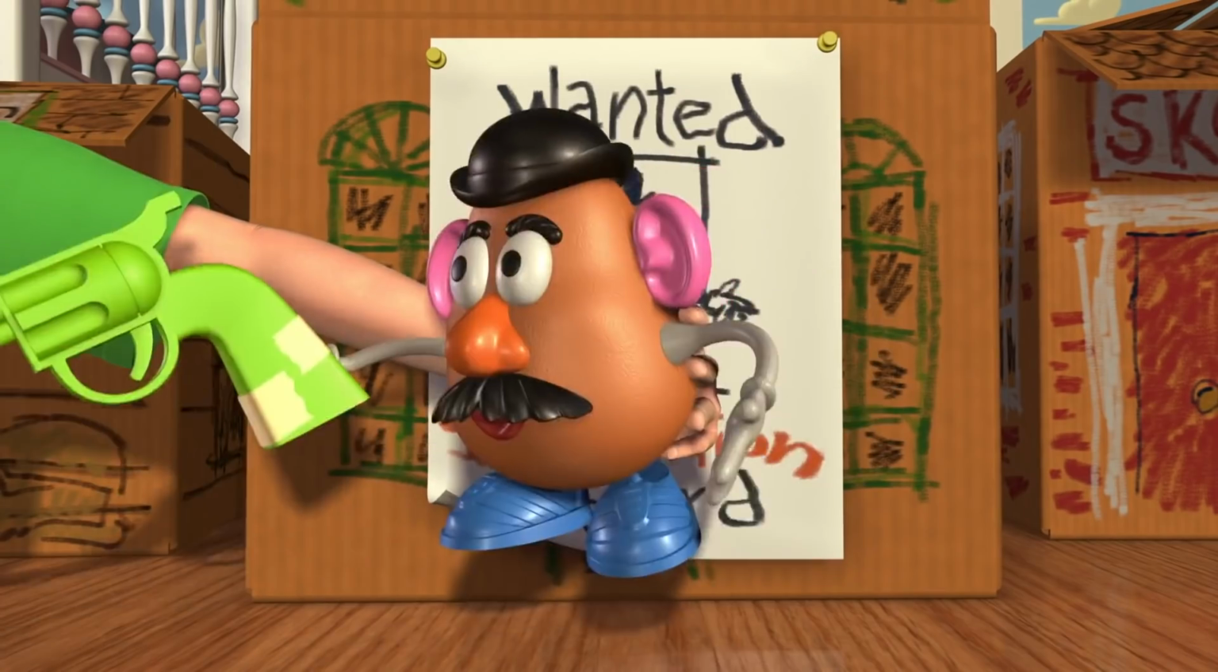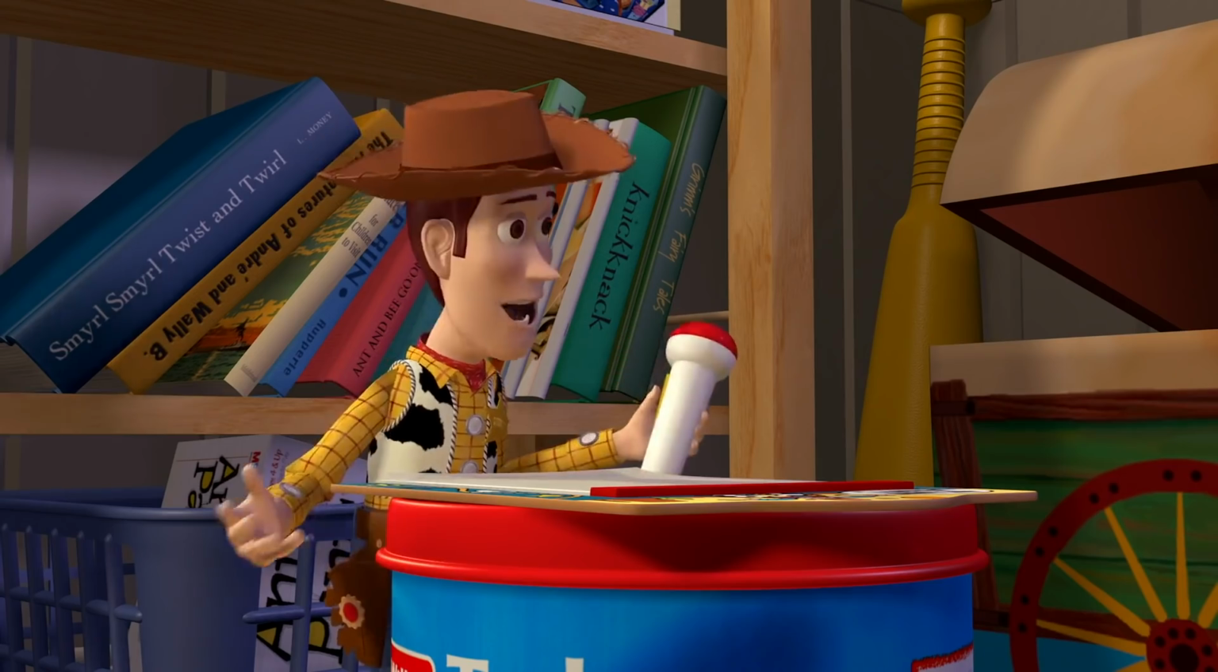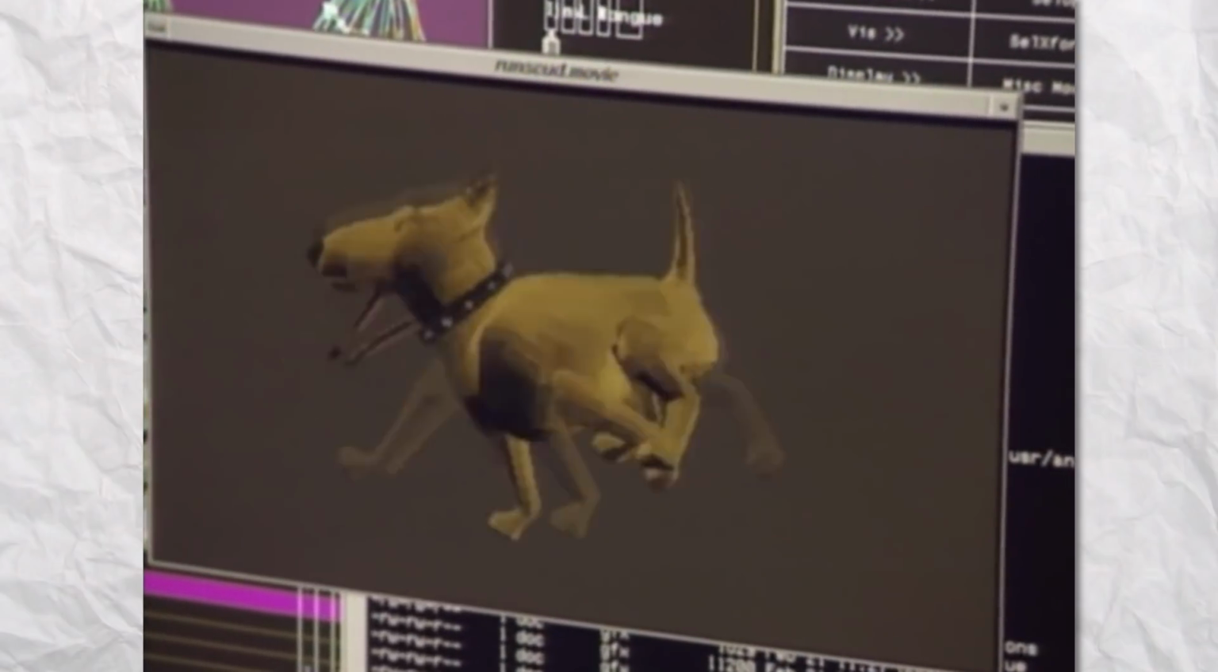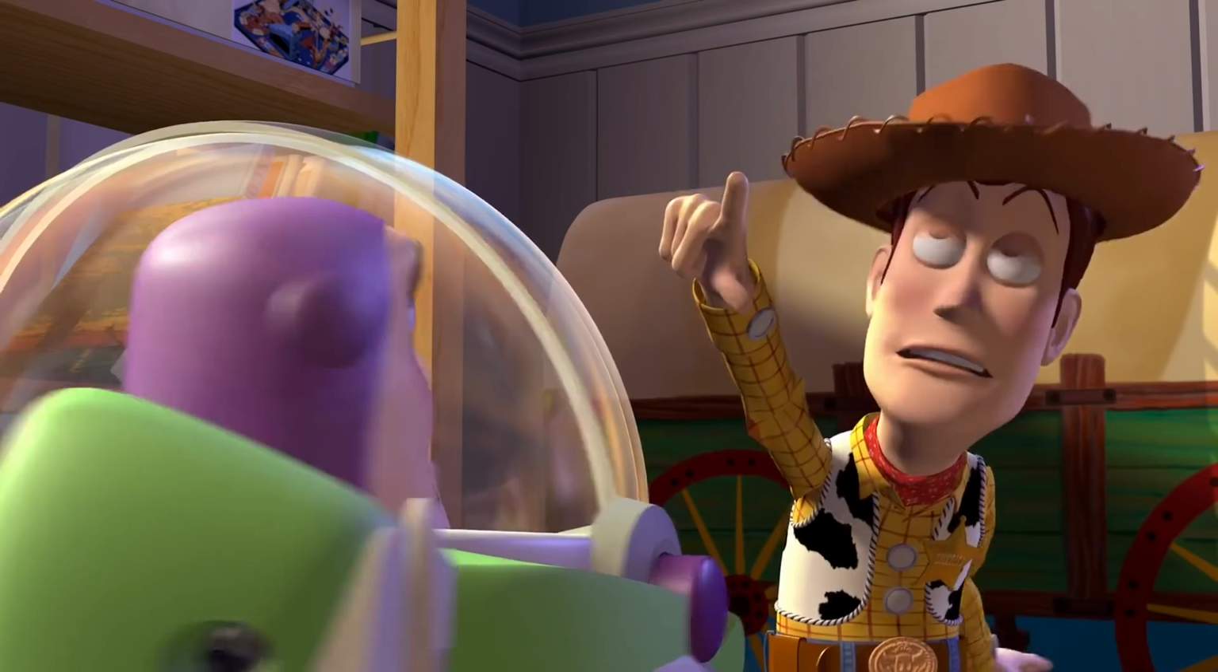But then Toy Story exploded into theaters and we learned the truth. CGI films have just as many continuity errors as regular movies. Buzz, look, an alien! Where?